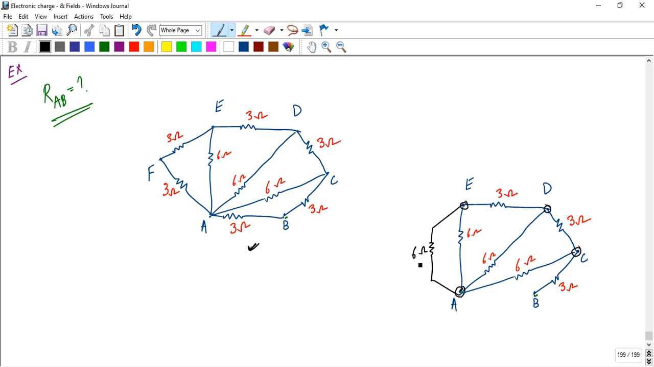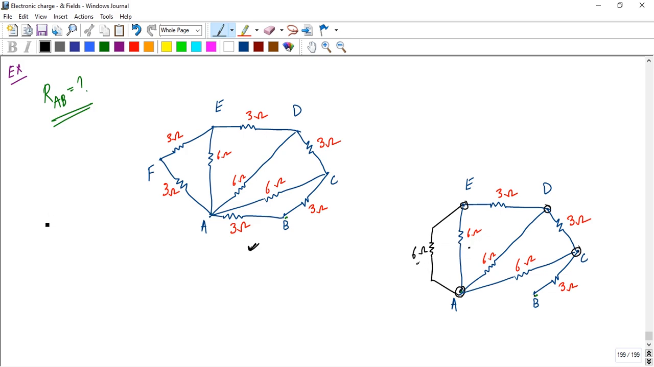And this 6 and this 6 are in parallel. Why? Because A and E are the two junction points, and these two resistors are directly connected between these two junction points. So that's why these two resistors are in parallel.